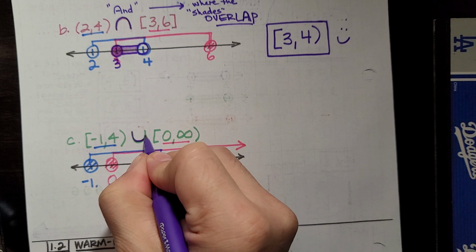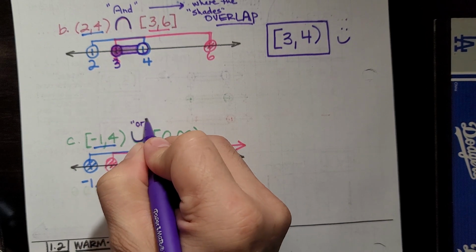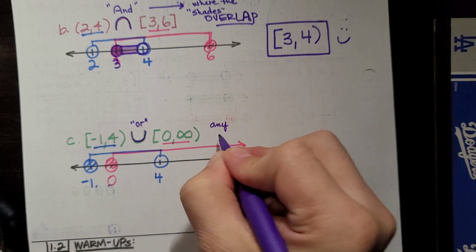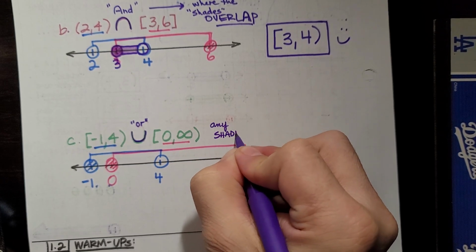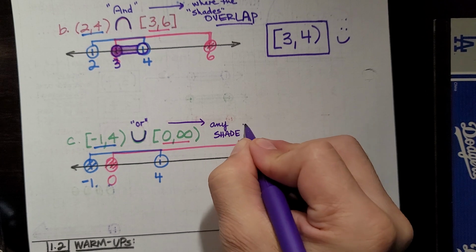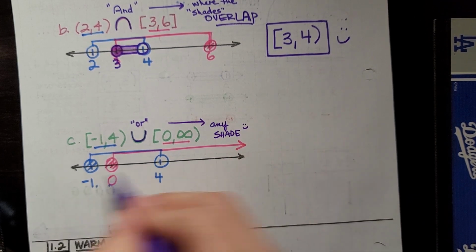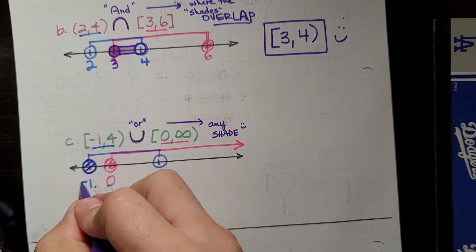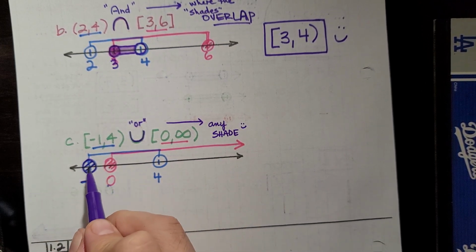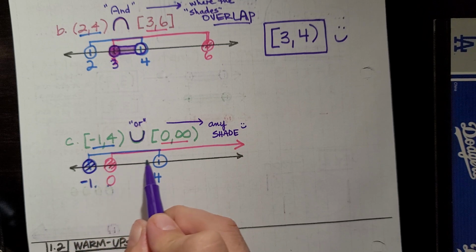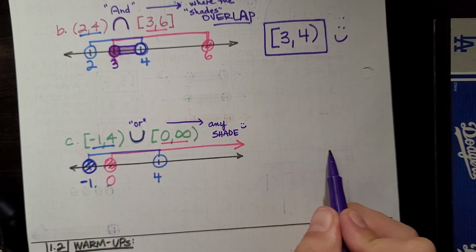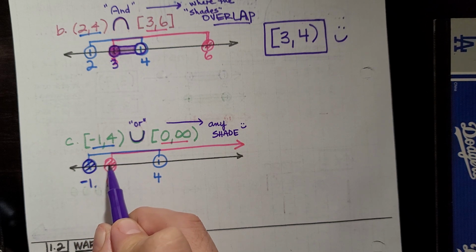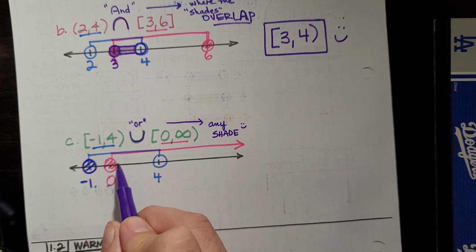Let's take a look at this. This is a union. Union means or. So I'm looking for anything that's shaded. Well, here's what's shaded. It starts at -1, including -1, and it goes all the way to the right forever. It includes -1. It includes all the numbers between -1 and 0. It includes 0. It includes all the numbers from 0 to 4.